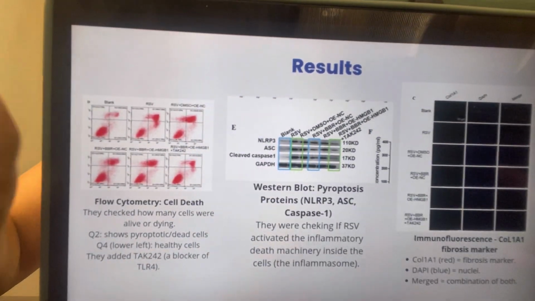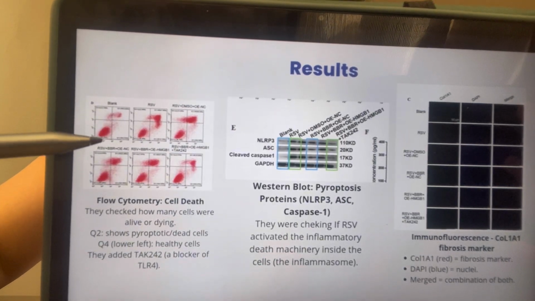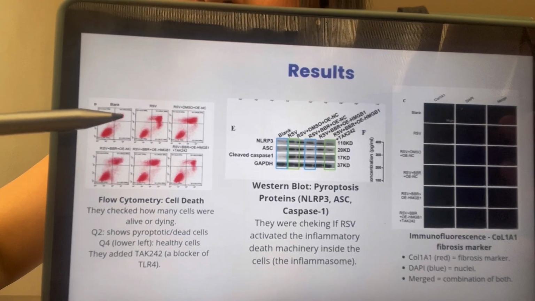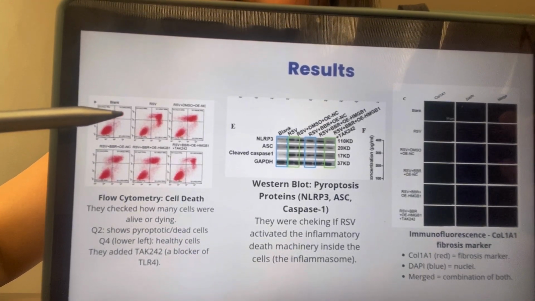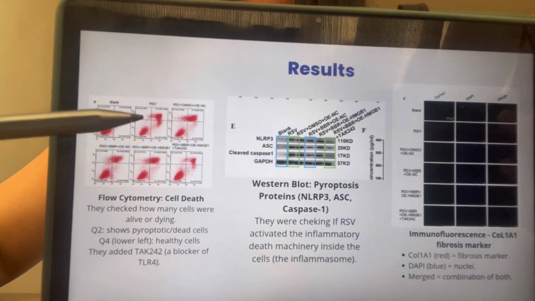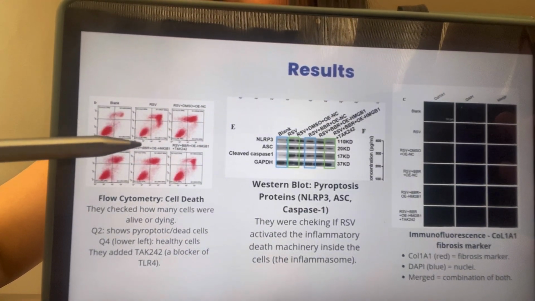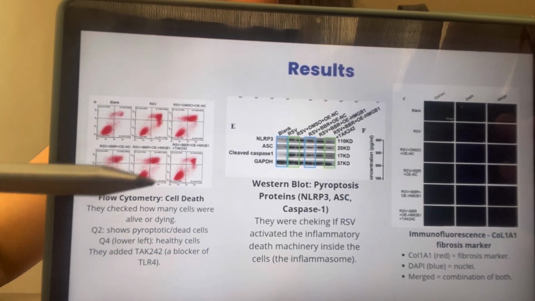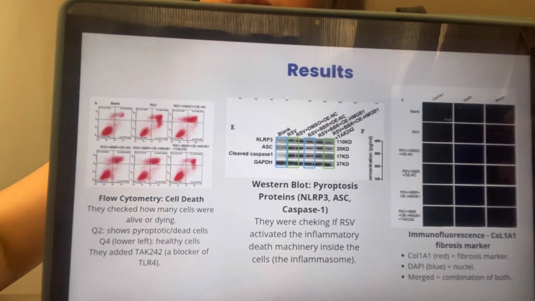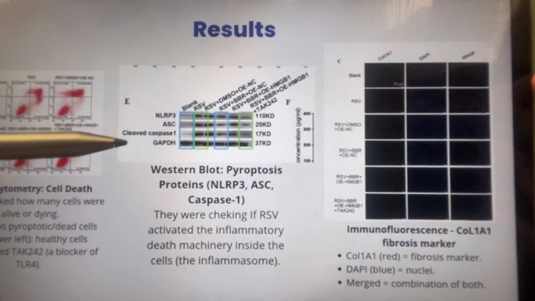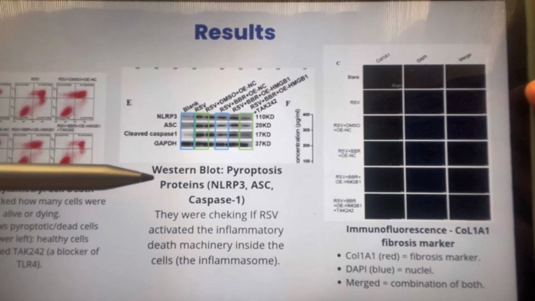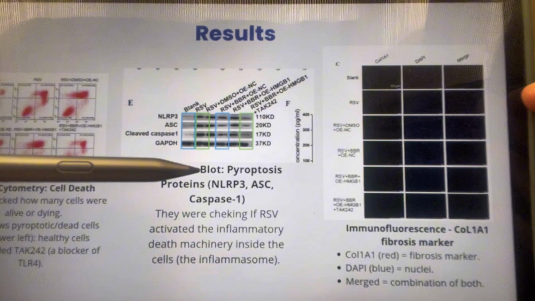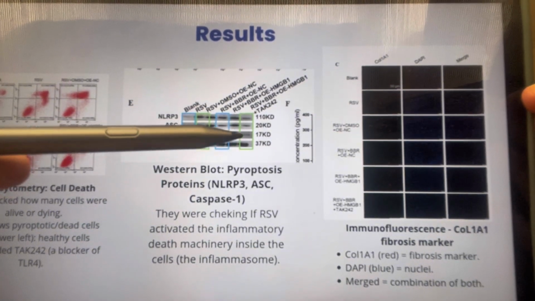Here we have a flow cytometry. So here we have our blank cell. This will show how many cells were alive. But the more cells are here, the more apoptotic cells we have. As you can see, when we have the RSV, there are still some healthy cells, but most of them migrate to the apoptotic side. And when they start using the berberine, they could reduce that effect. Here we have some fibrosis and inflammation markers that will not be expressed in the blank cells, will be expressed with the RSV, and will reduce their effect when they block the receptor.